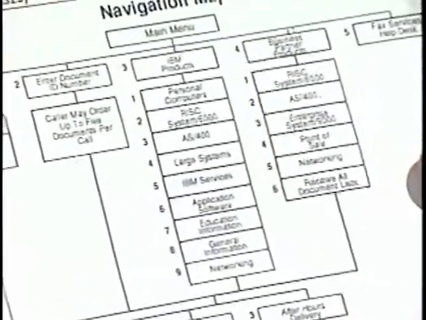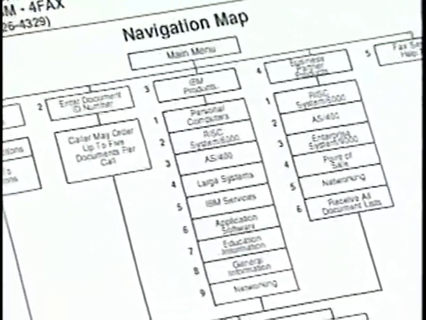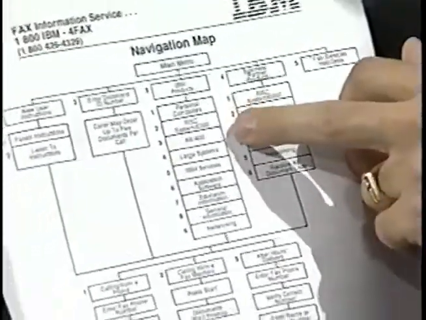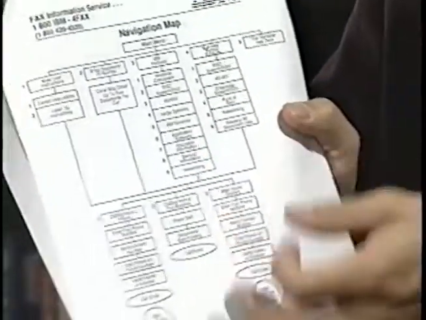I printed this just on my local laser printer. It comes out of my fax program. And one of the things it shows you is a navigation map. And this is how to use the fax-back service, not just for OS2, but for all IBM products, AS400, large systems, etc. So this will teach you how to use the fax-back service.